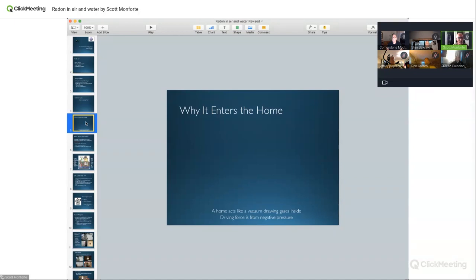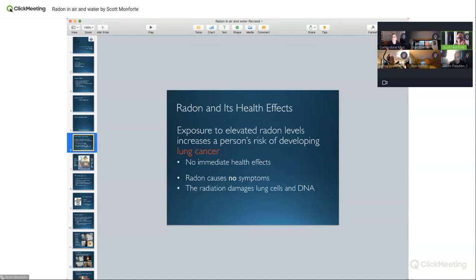So now the house is much tighter, and that can create elevated radon levels. Hey, Scott, can I ask? Sure. Did you have a question?